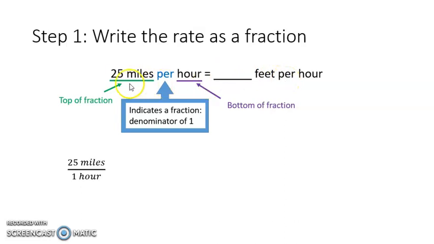So what I'm going to do is start by writing this first part as a fraction. This first one, 25 miles, is the numerator or top of the fraction. Per indicates that it is a fraction with a denominator of 1. So there's 1 hour on the bottom of the fraction. So this is how it looks, 25 miles over 1 hour. Now we're going to look at step 2.